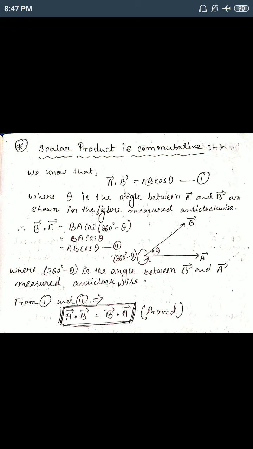Now if we move anti-clockwise from b to a, we can write b dot a equals b into a into cos of 360 degrees minus theta, and cos of 360 degrees minus theta is equal to cos theta. So b dot a we can write equals ab cos theta. So this is equation number 2. From equation 1 and equation 2, we can write a dot b equals b dot a. This is the commutative property.